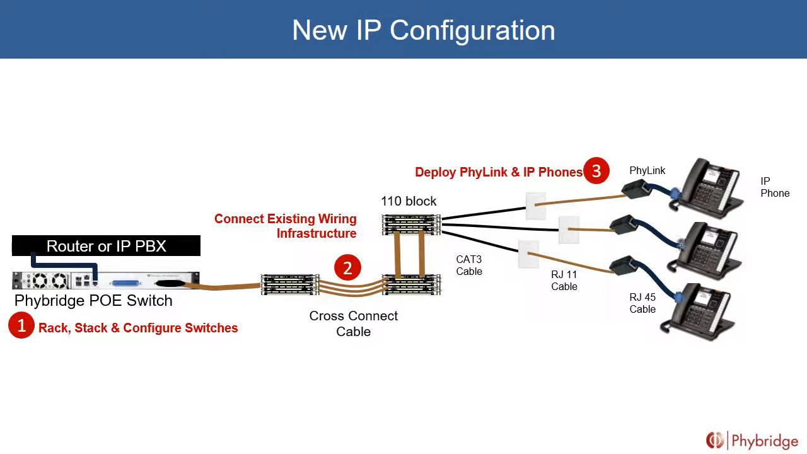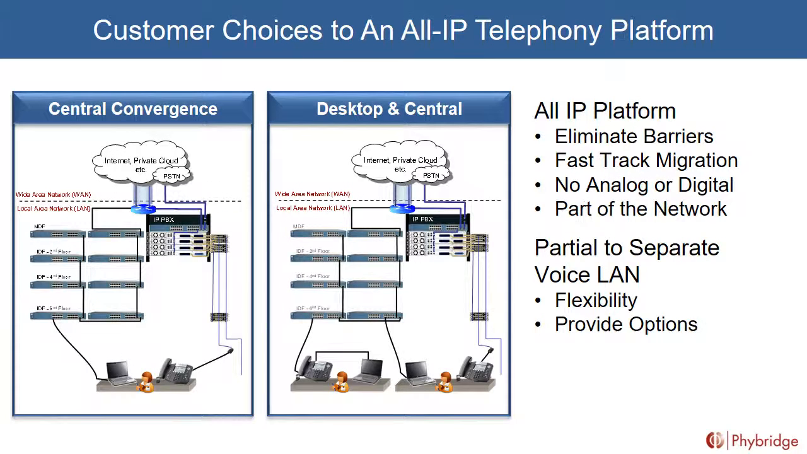Now, I noticed in one of the diagrams you showed me 2 different ways of setting this up. Would you discuss those? Absolutely. Depending on the customer's requirements, you have an option of complete central convergence with the Phybridge solution, which allows the physical separation of voice and data at the desktop, but central convergence in the main data closet or data center. That would be the diagram that you can see on the left under the central convergence model. As you can see, voice and data are separated at the desktop, converged at the top.